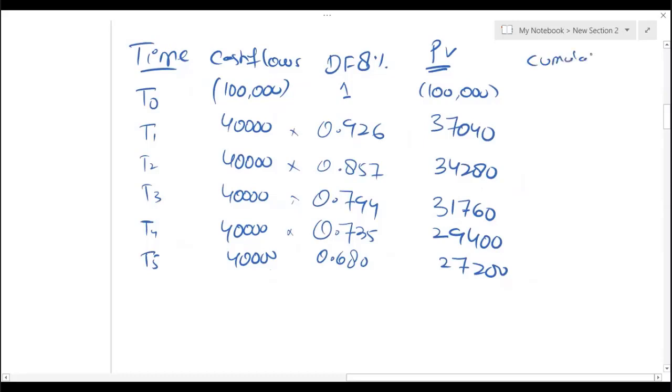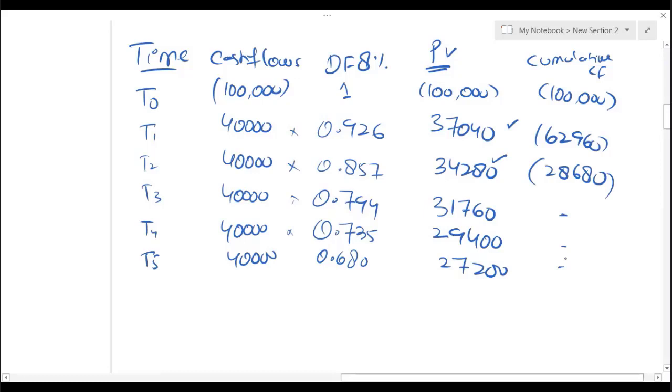Now we will have cumulative cash flows. Obviously at time 0 the initial investment is 100,000 and let's say we have recovered 37,040. If I deduct 37,040, we have invested 1 lakh and we have recovered 37,040. So how much is left? Still we need to recover 62,960. Then we recovered further 34,280. So I'm getting 28,680. Obviously, before the end of third year, we will recover the entire initial investment.